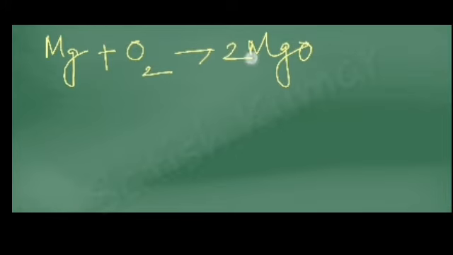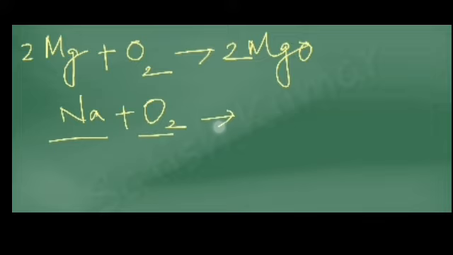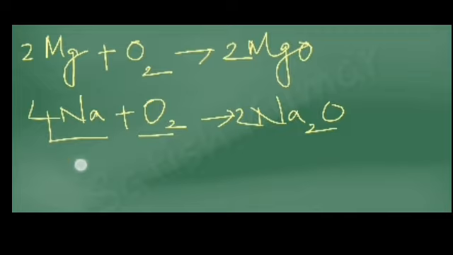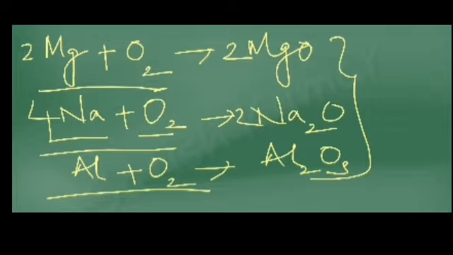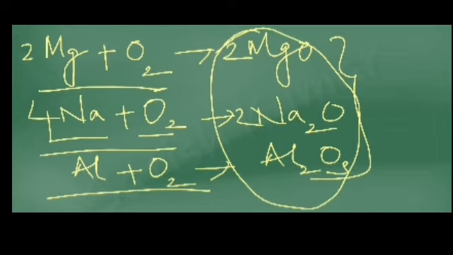For example, when magnesium is burnt in oxygen, you will get magnesium oxide. When sodium is reacted with oxygen, you will get sodium oxide. When aluminium is reacted with oxygen, you will get aluminium oxide. By this, any metal when reacted with oxygen, the product will be the corresponding metal oxide.